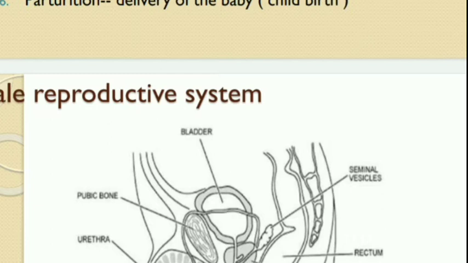Embryonic development, in which the three primary germ layers form, is called gestation. And the delivery of the baby is called childbirth.